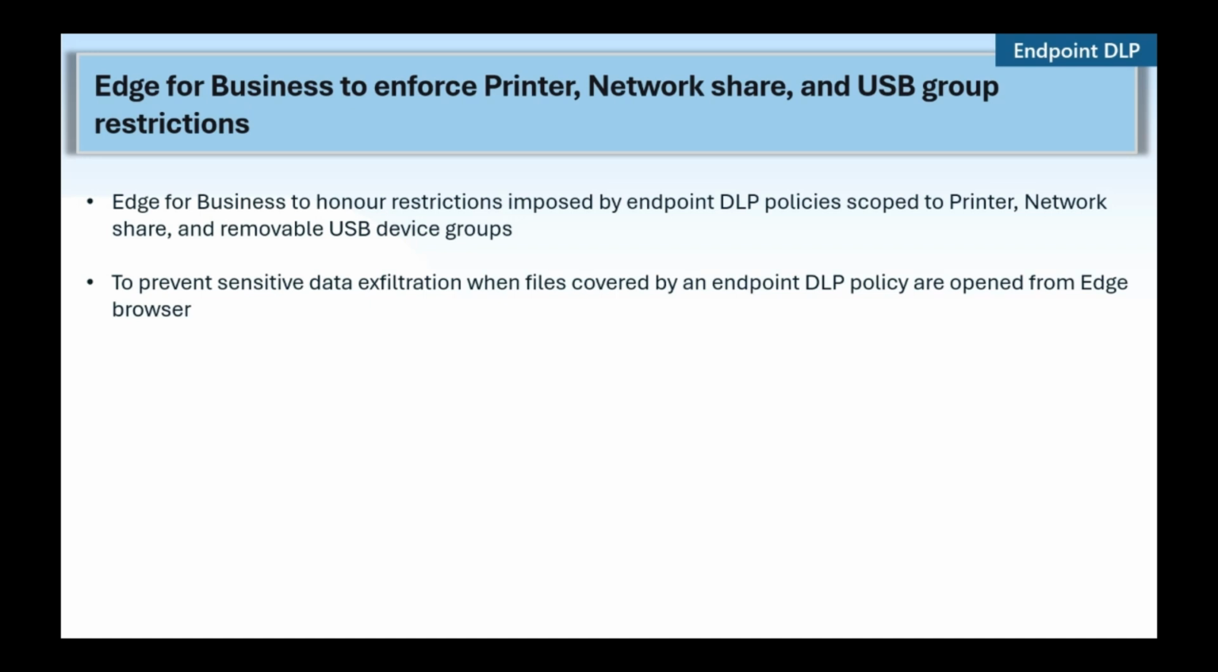Right? So let's say a user opens a PDF on the device and tries to print it. Your endpoint DLP policy can block this if it is configured to do so. But if the PDF is opened from the Edge browser and the print action is performed from the browser, this new capability will ensure that the restriction is enforced there as well. This will essentially prevent users from bypassing the endpoint DLP protections by using Edge.